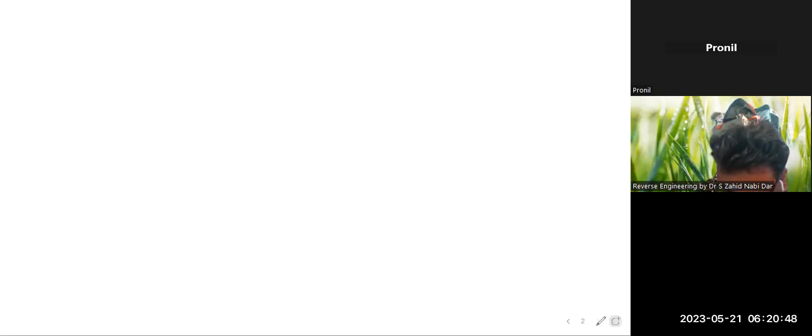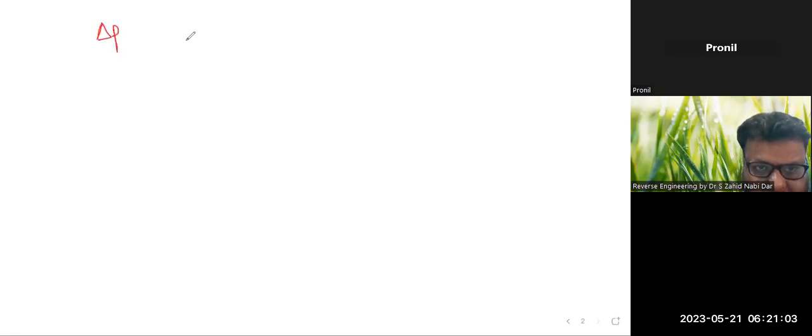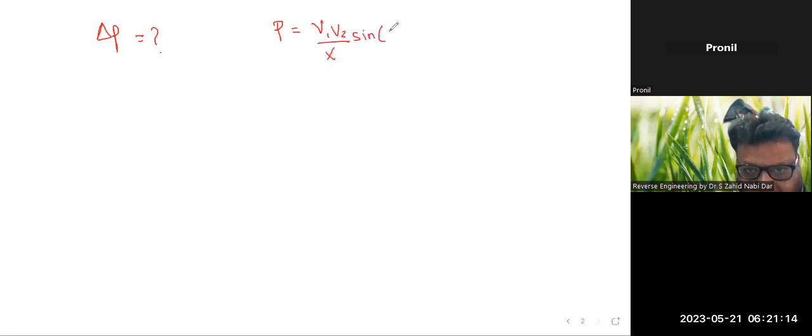Now, in order to find the error in the estimated power flow, how can you calculate the error? You have to calculate the value of delta P, right? So how to calculate delta P? P we calculated. P we simply wrote V1, V2, X sine sigma 1 minus sigma 2.